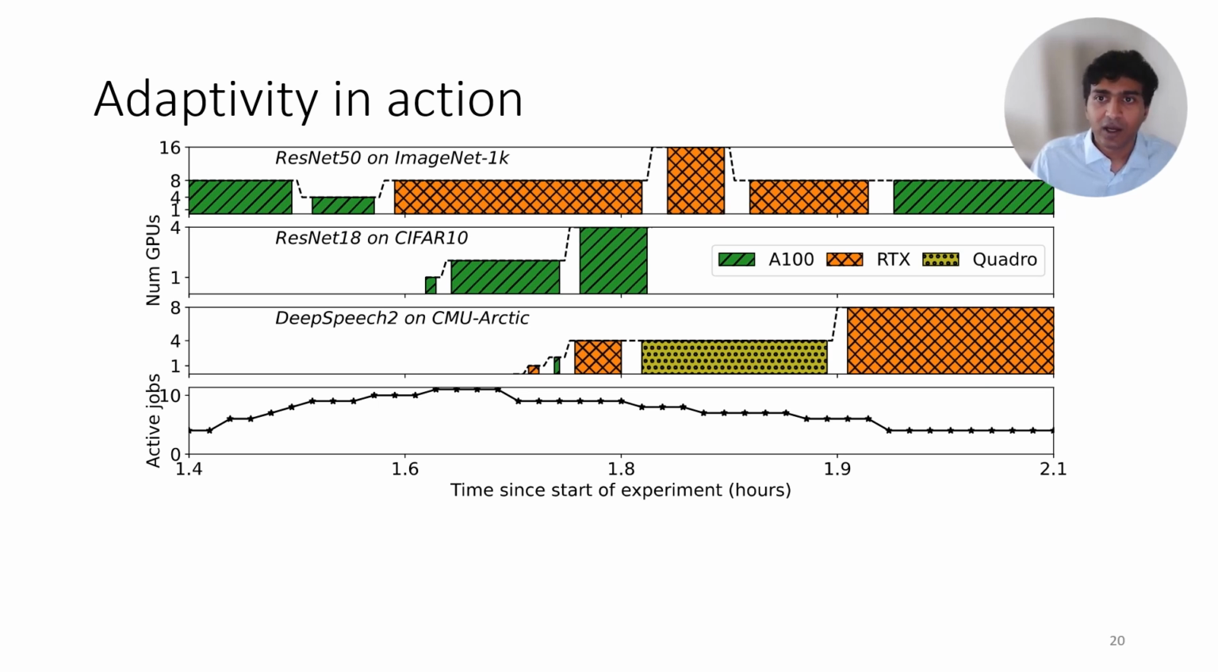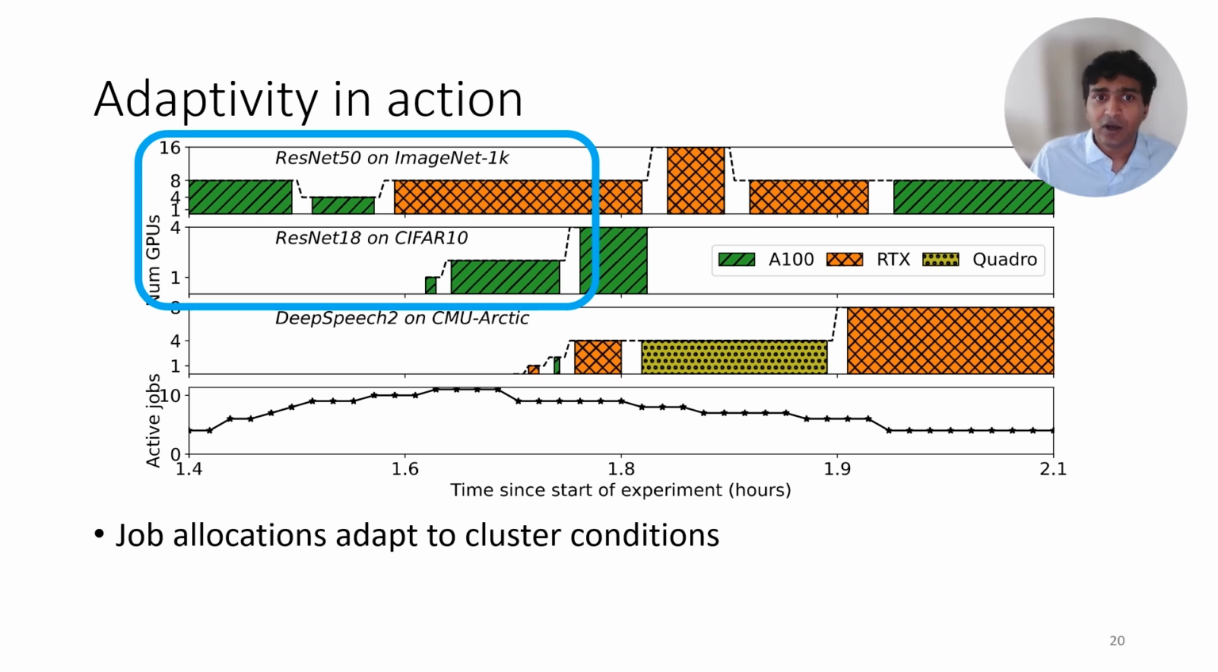In this first highlighted window, the job at the top, training ResNet-50 on the ImageNet dataset, is running with 8 A100 GPUs at the start and gets scaled down to 4 A100s as new jobs arrive into the cluster. Eventually, as these A100s get allocated, presumably towards CIFAR10 jobs like the one in the second row, the first job is moved off A100s and onto the RTX GPUs.